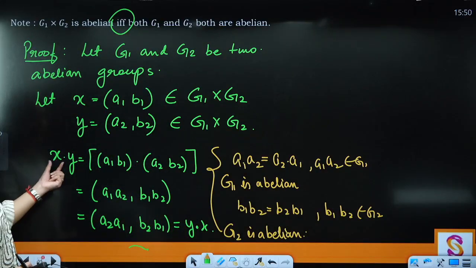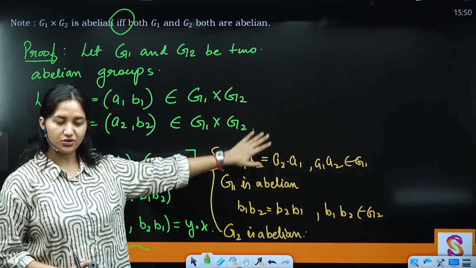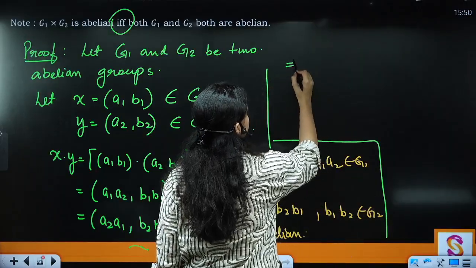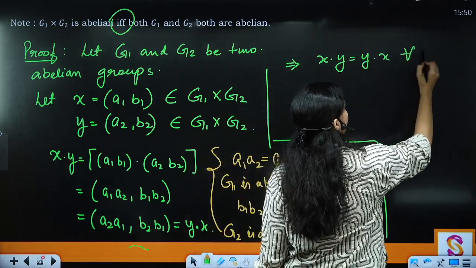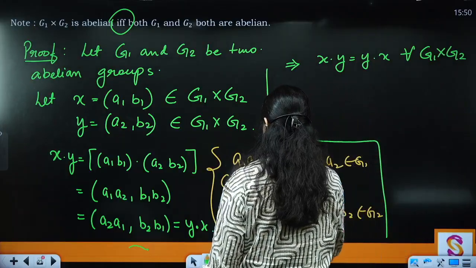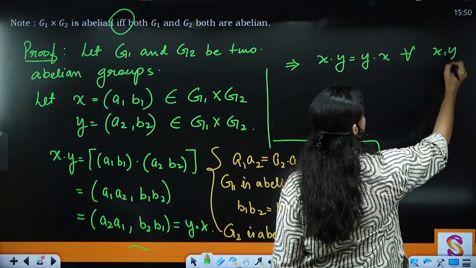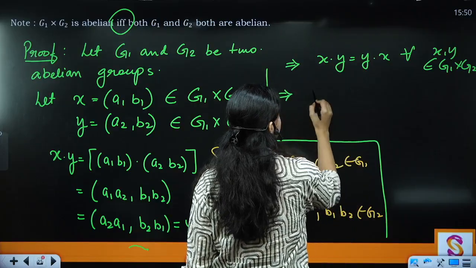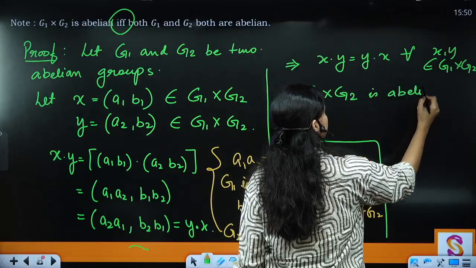Now what is happening? x dot y is equal to y dot x for all the elements of G1 cross G2, right? So from here we can write, this implies that x dot y equals y dot x for all x, y belongs to G1 cross G2. So this implies that G1 cross G2 is abelian, right?